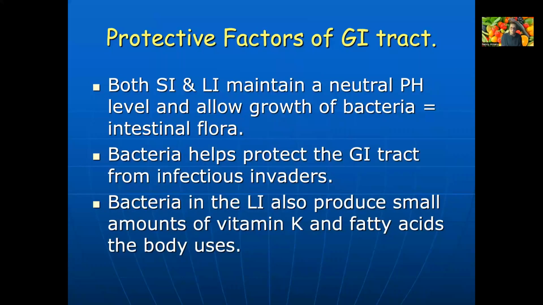So we do have a number of protective factors that aid with the health and well-being of the GI tract. Both small and large intestine are going to maintain a neutral pH, which allows for the growth of bacteria, which is known as our intestinal or normal flora. That bacteria is going to be super important because it actually helps protect the GI tract from infectious invaders. We already have talked about how the bacteria in the large intestine can also produce some vitamin K as well as some of the B vitamins. They will also produce fatty acids that the body uses.